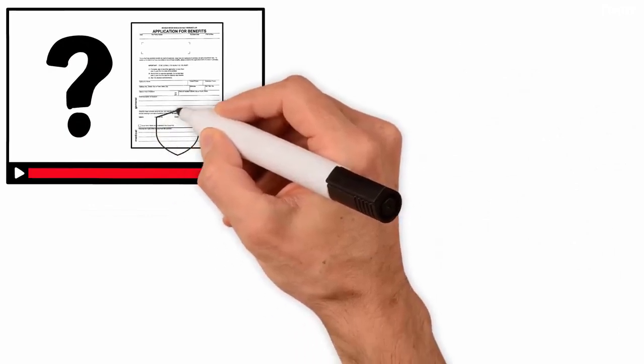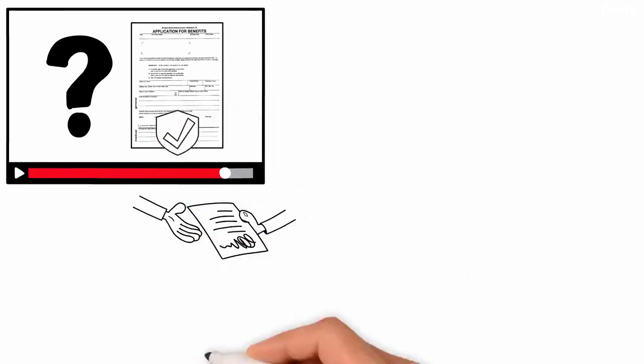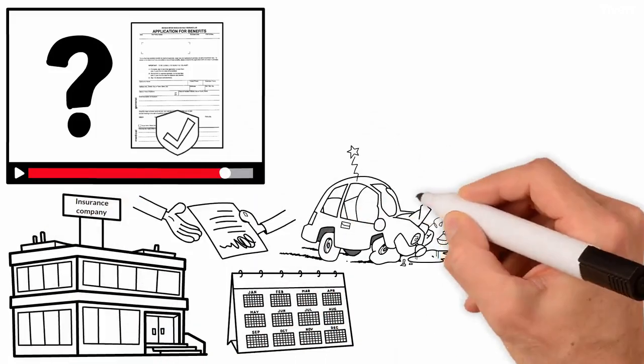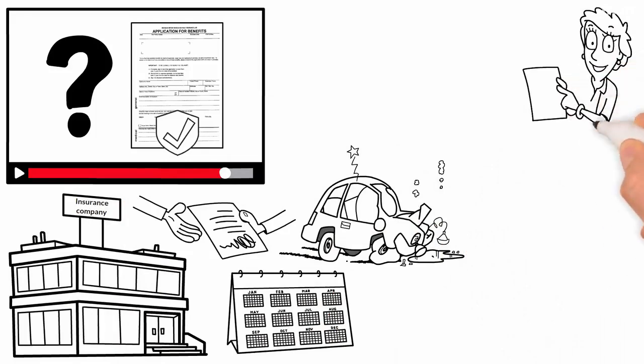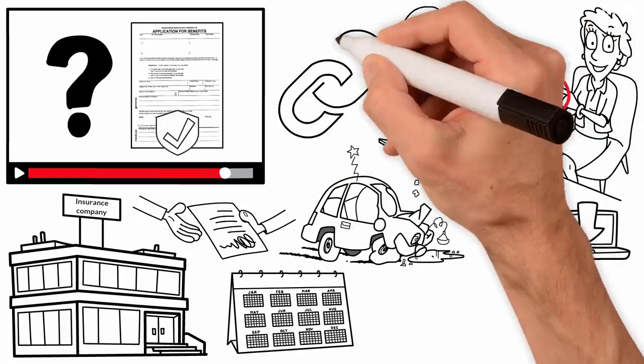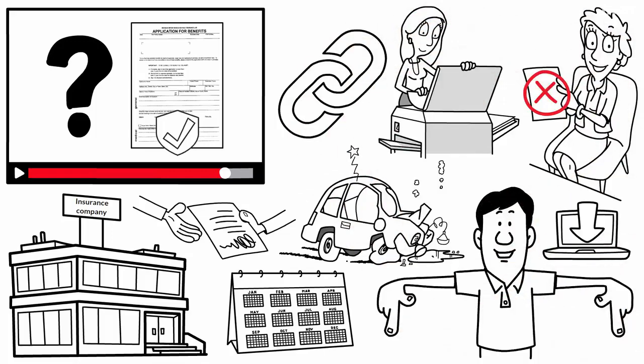This form must be completed and submitted to the proper insurance company within 1 year of the date of accident. Your insurance company should provide you with this form, but if not, you can download and print the form from the link at the bottom of this page.